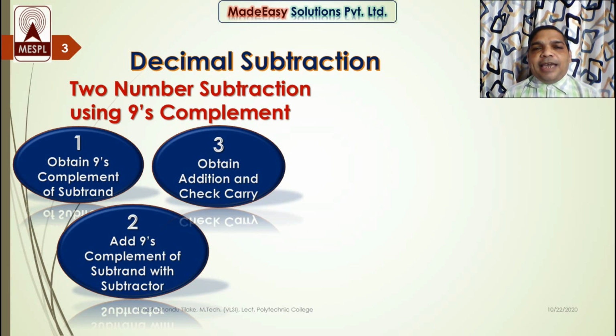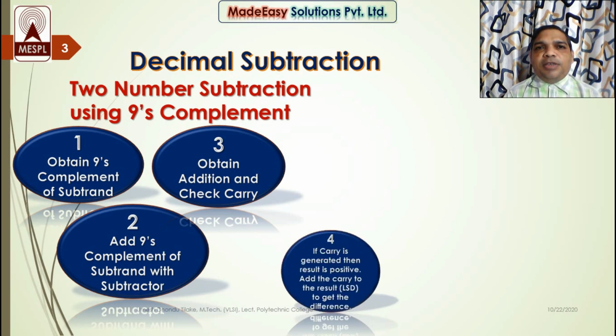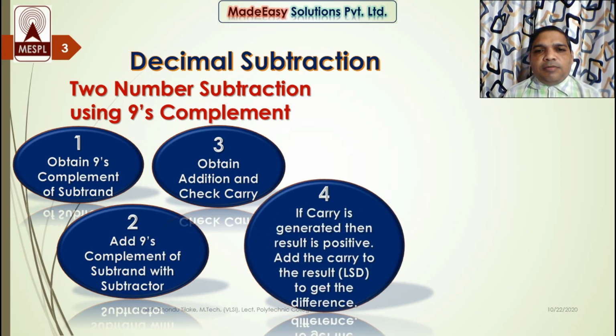Now my carry can be 0 or 1. So what can be the steps if my carry is 0 and if my carry is 1? So let's see. My fourth step is divided into two cases. My first case is if carry is generated, then the result is positive. But what do I have to do over here? I have to add the carry into the LSD of the result of the addition to get the correct difference.